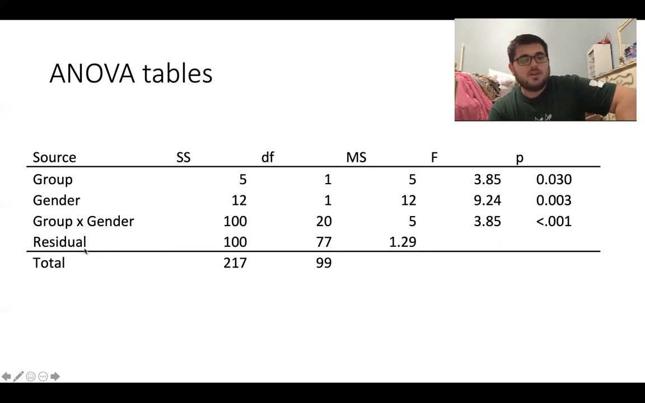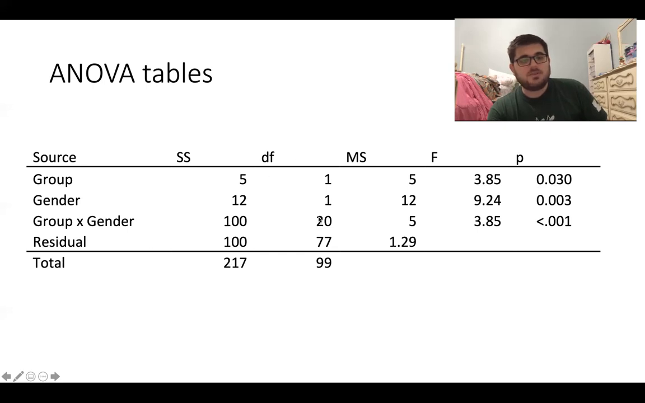Residual means leftover. Once you've accounted for some of the pain by taking into account whether someone's in the placebo or the 50 milligram group, after you've further accounted for some of the variation in pain by accounting for whether someone's male or female, and you account for how much these two main effects depend on each other with the interaction, after that, you just have a little bit of leftover variation in pain that you can't account for with the two main effects and the interaction. And then the total is just overall, how much variation is there in reports of pain.